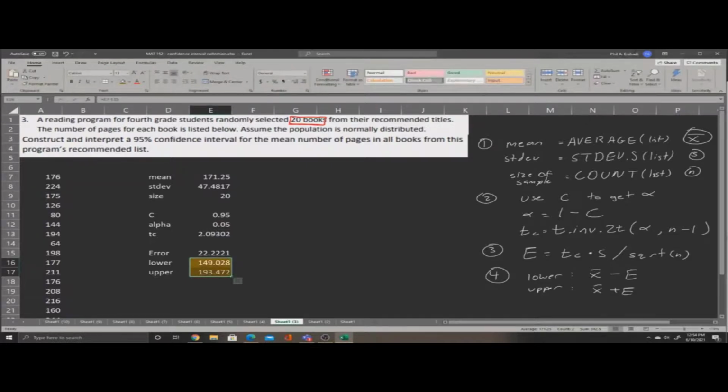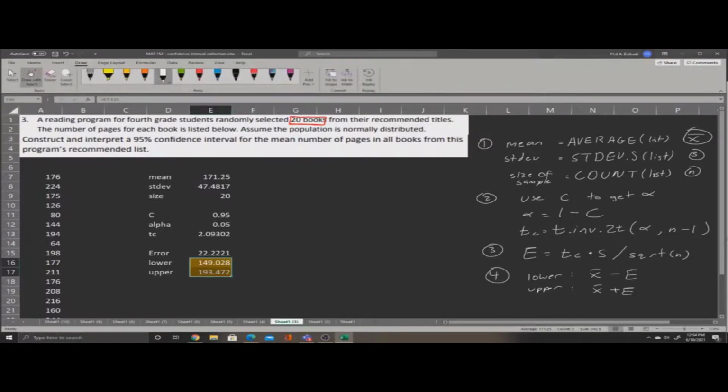149.028 and 193.472. What this means is that we can say with 95% confidence that the true mean is between these two numbers.